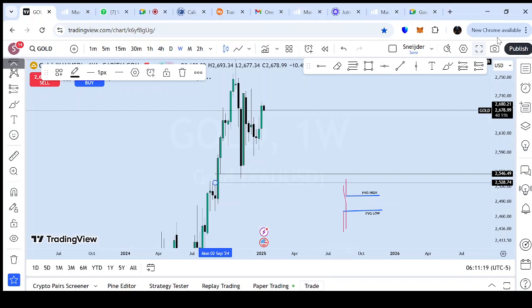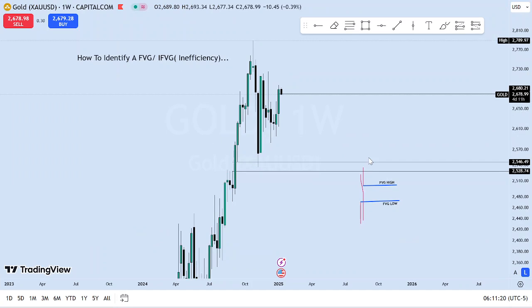Any inefficiency, like this fair value gap, you'll be looking for the 50% of the inefficiency. That's the half of this space, this gap here, which is the fair value gap. You're looking for the 50% of it. The 50% of it will act as a major resistance or support level.